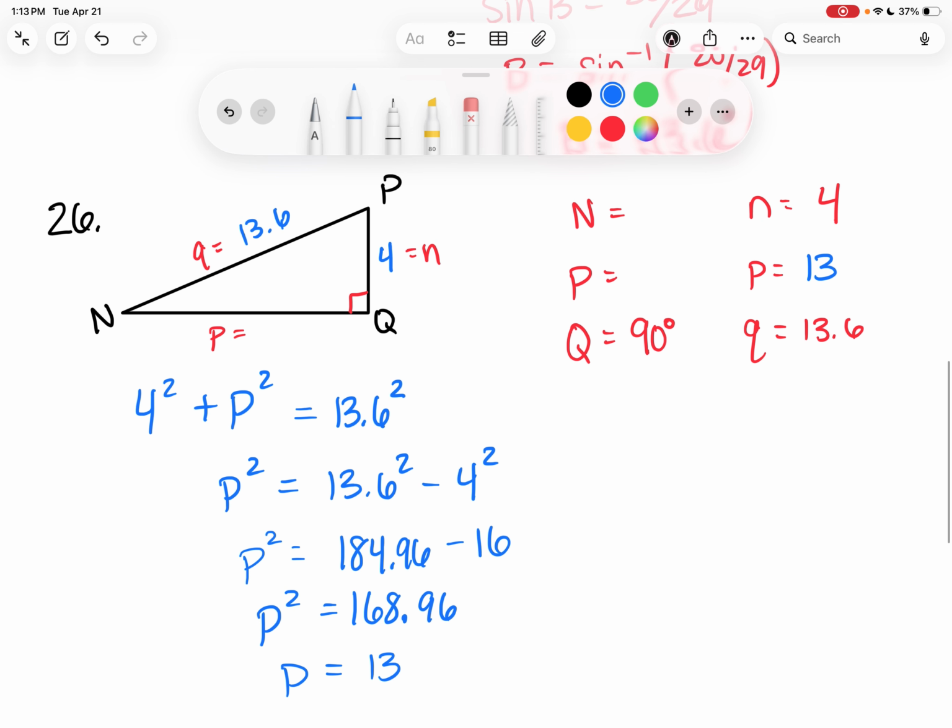Now I need to solve for angle N and angle P. So what setup should we use to solve for angle N? Sine. So tell me how to write it. Sine N is equal to 4 over 13.6. Yep. So opposite over hypotenuse. So we've got N is equal to the inverse sine of 4 over 13.6.